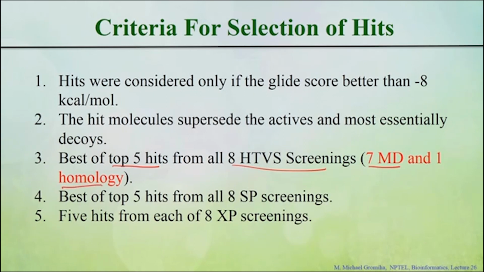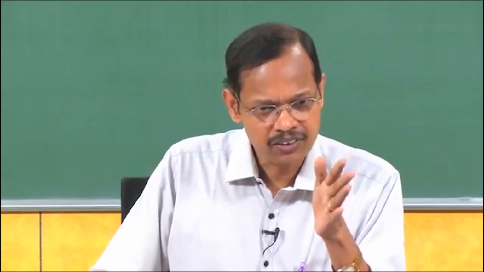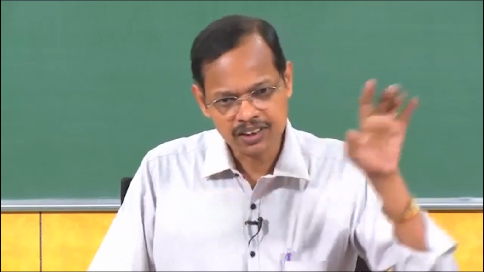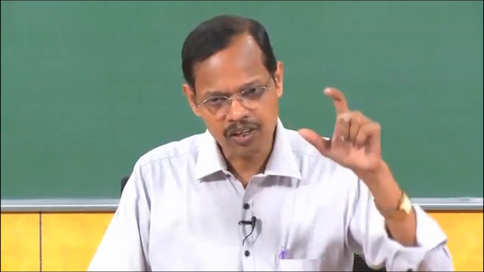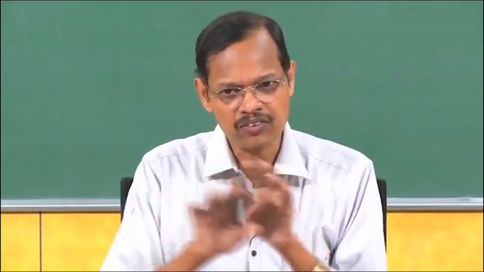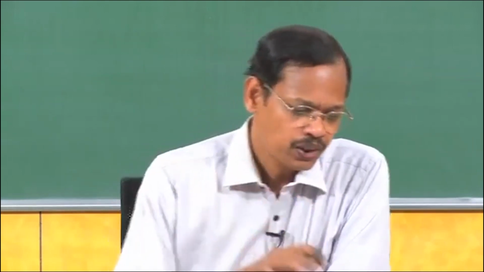So, 8 methods, and from 8 screenings you get 5 hits each. So, we will get 40 hits for the virtual screening, likewise 40 from the standard precision and 40 from the extra precision. Totally we will get 120 ligands. We have the MD derived structures 7 and the homology model structure 1, that is 8, and on the other side we have the ligands. We have 3 different types of screening methods, and in each method we take the top 5. That means 8 proteins into 5 equal to 40, for each screening method 40, 40, 40, that will be 120.